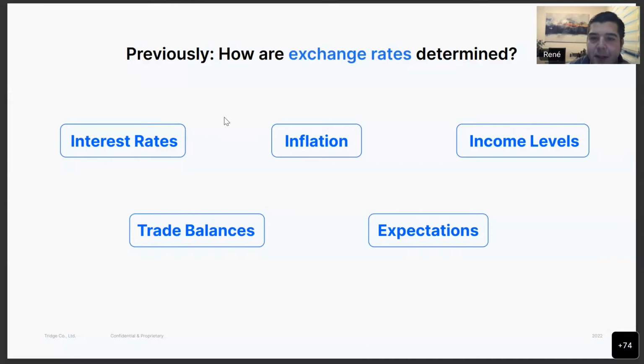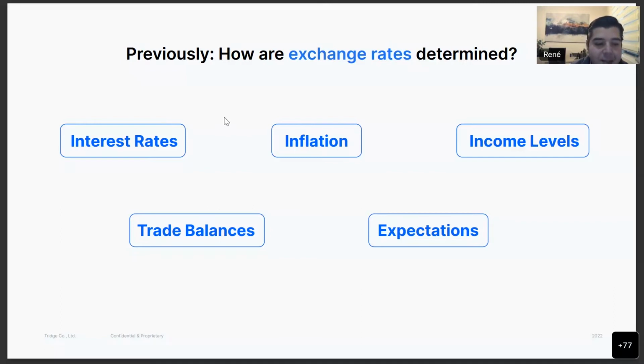So first here, how are exchange rates determined? There are a lot of variables in play that can influence exchange rate fluctuations. Some of them are differences among countries in interest rates, inflation rates, income levels, trade balances, and expectations of all of these variables. As we have seen throughout the year, as the interest rate differences between countries widen, we may expect the currency of the country with the interest rate hikes to strengthen against the other one.